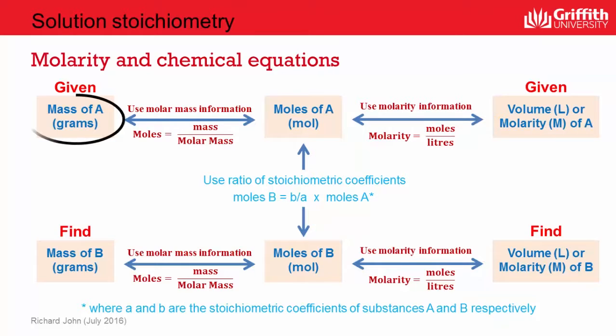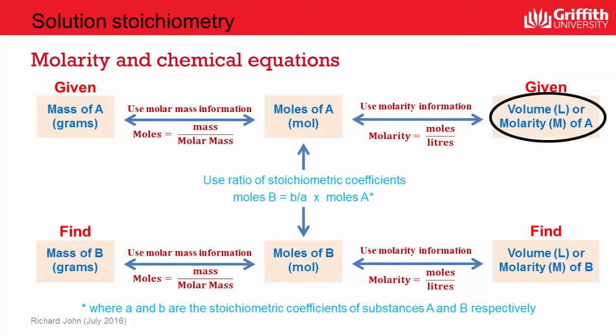It could, however, be the case that we're given the mass of a substance A, and we might be asked to find the volume or molarity of another substance B. In this case, we would have to use this diagram in a Z shape, going step 1, mass of A, to moles of A, then convert the moles of A down to moles of B in the middle of this diagram, and then once we've got the moles of B, we can work out the volume or molarity of substance B across the bottom right-hand side of the diagram, step 1, step 2, step 3.